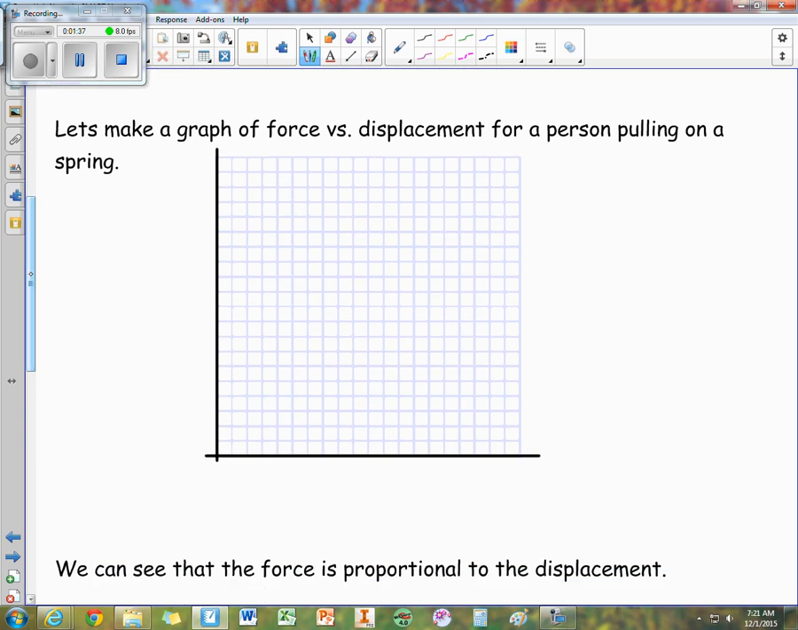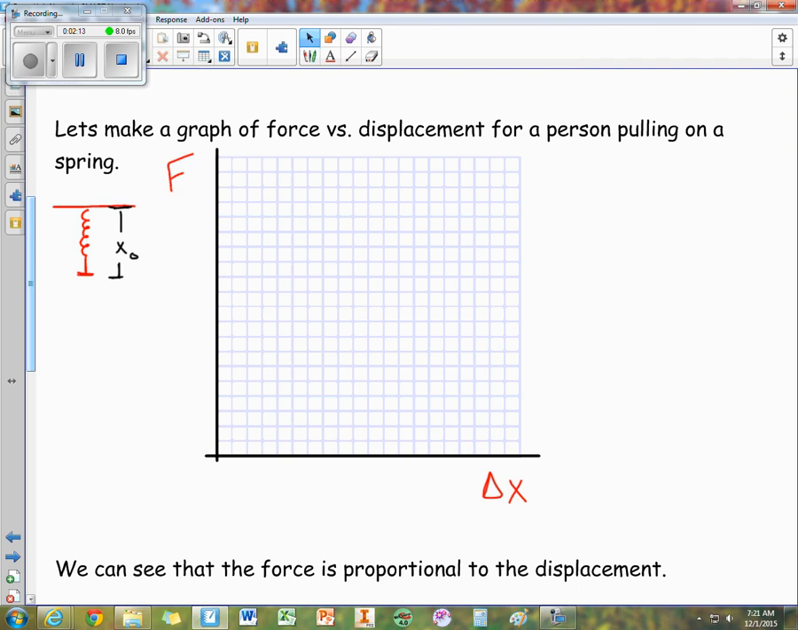Okay, now one of the activities I'll give you will be to actually make this graph. So if I were to make a graph, force versus displacement. Now, what I mean by displacement, if I have a spring hanging, I'll put a little hanger here, from here to here, I'll call it X, will be our rest position. So I'll call it X naught.